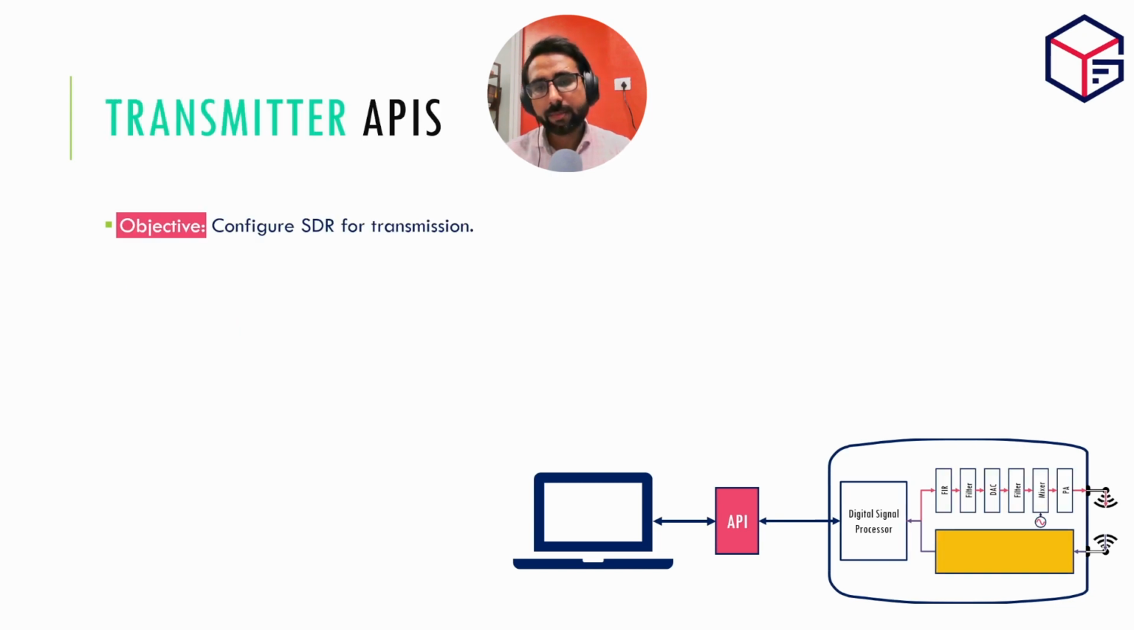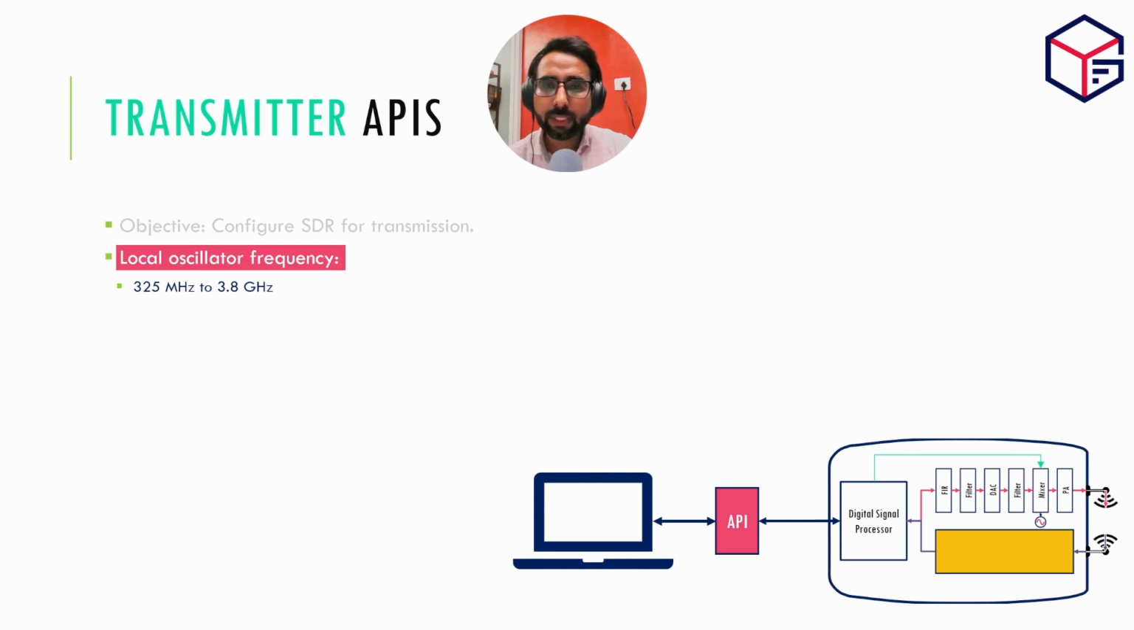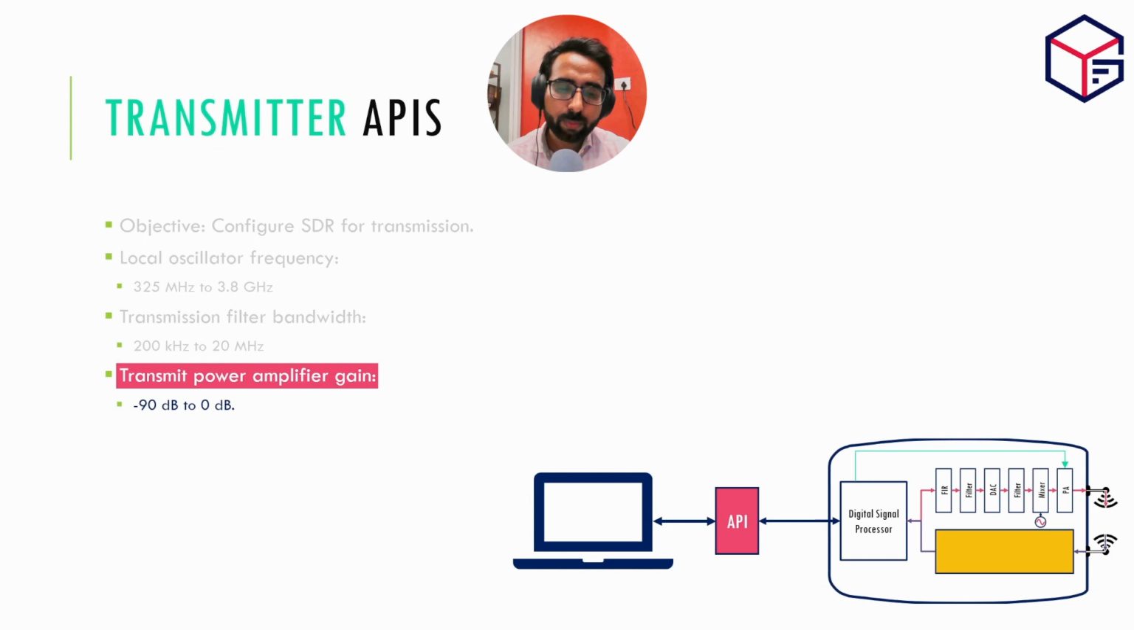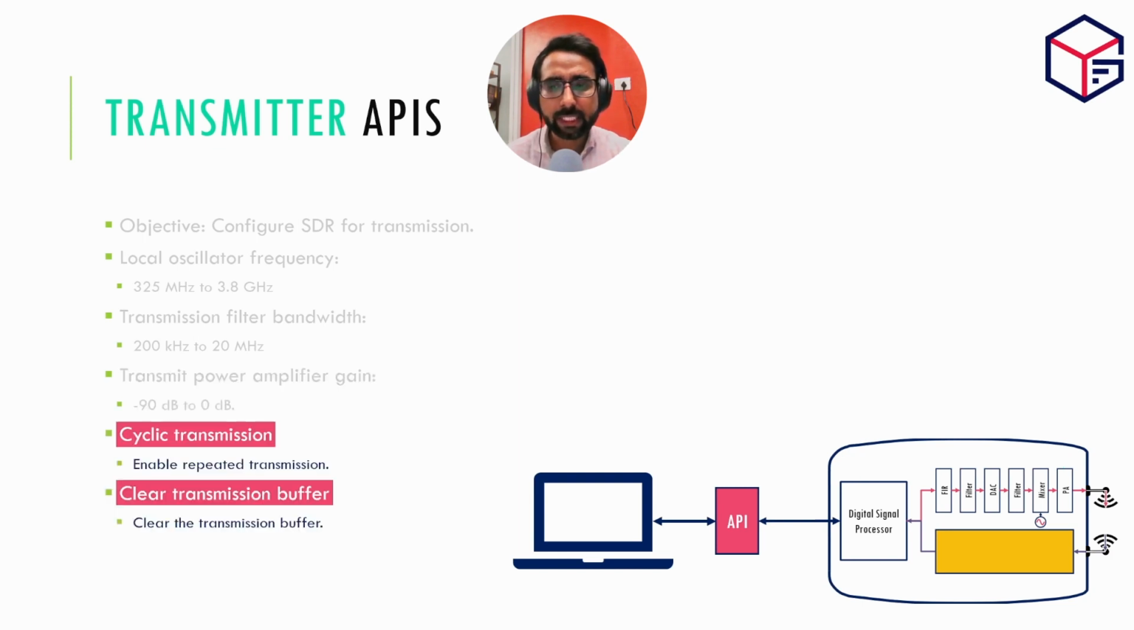The next is we set up the APIs for the transmitter. So what are the APIs? We have to set the frequency at which we are going to transmit the signal, or the carrier that we are going to use to modulate the information signal. Next is how much bandwidth we want to process. Third, how much amplification, or essentially how much power you want to transmit over the wireless channel.